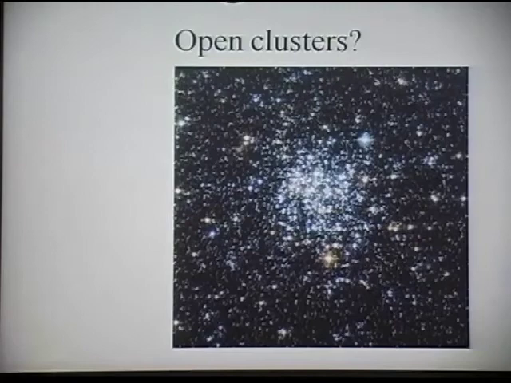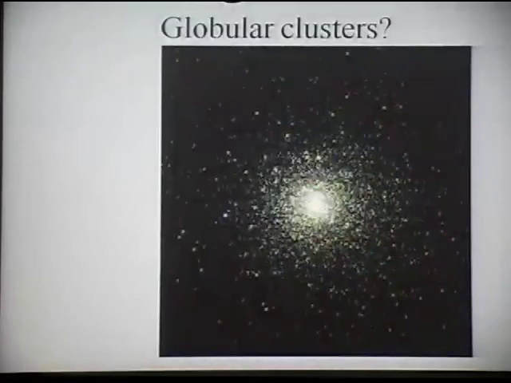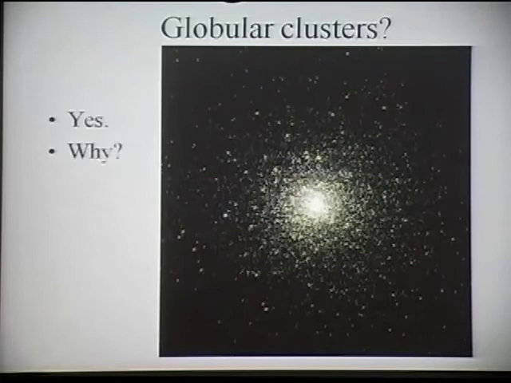Okay. Open clusters. No, we're not going to look in open clusters because they're too young. We're going to look in globular clusters. You answered this question. Globular clusters are where we're going to look for the old stars because they hold themselves together. So you had part of the answer in that we know that globular clusters should have old stars, but we also know that globular clusters can hold themselves together over long periods of time, whereas open clusters can't.